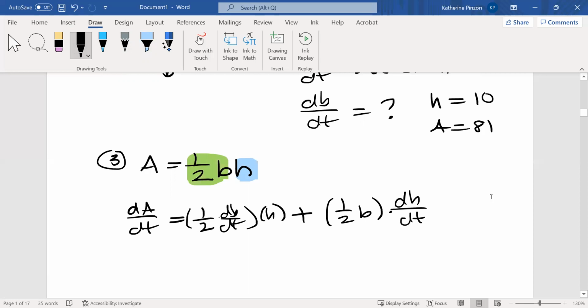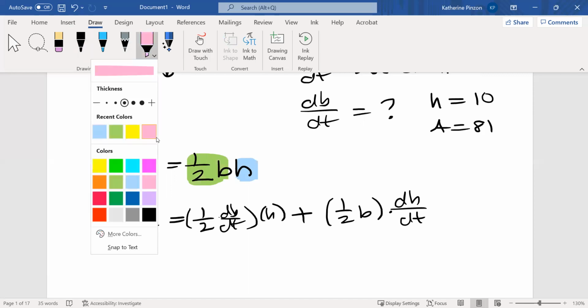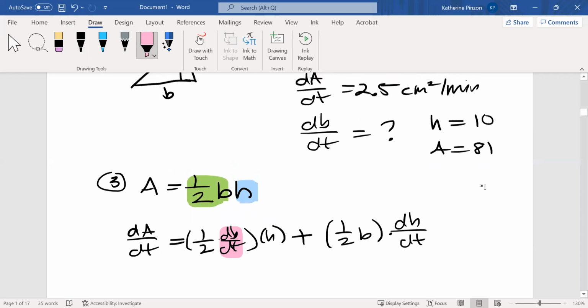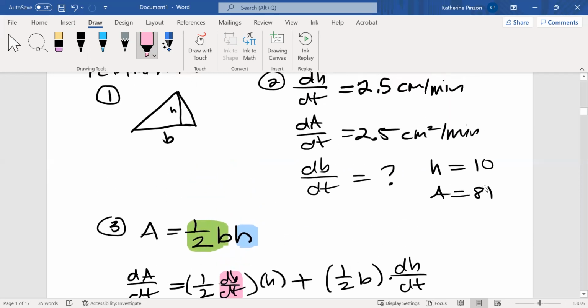Okay, so I'm trying to plug in what I know, right? What am I trying to solve for again? I'm trying to solve for dB dt, this guy. So I need to know dA dt. Do I know that value? Yes. Do I know h? Yes. Do I know dH dt? I do, but it's up here. Do I know b? No, I have to solve for b first. I have this information, and I'm going to use that to solve for b.